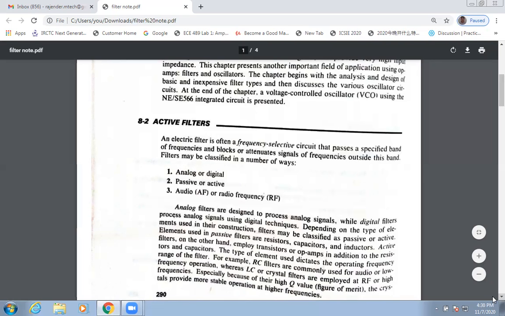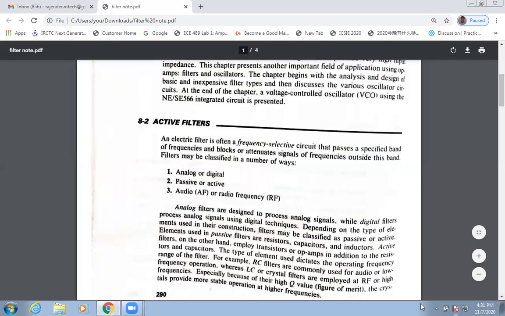Depending on the type of elements used in their construction, filters may be classified as passive or active filters. Elements used in passive filters are resistors, capacitors, and inductors. Whereas in active filters, the elements used are transistors or operational amplifiers in addition to resistors and capacitors. Or broadly speaking, the passive filter contains elements such as resistors, capacitors, and inductors, whereas in active filters we don't use the inductor; we use an operational amplifier or transistor in addition to resistors and capacitors.